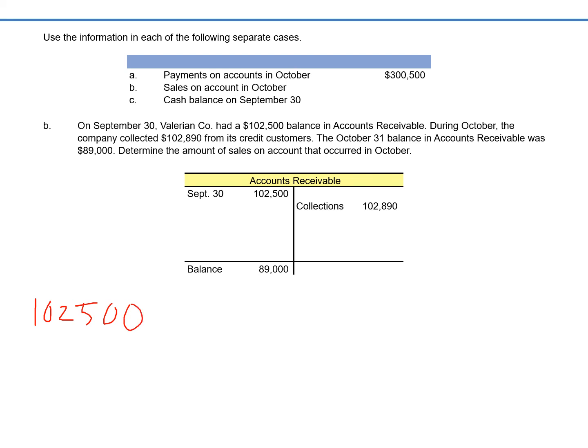$102,500 minus, because the credits are reductions, minus $102,890 plus X, okay, equals $89,000. And so what we need to do is solve for X, right?